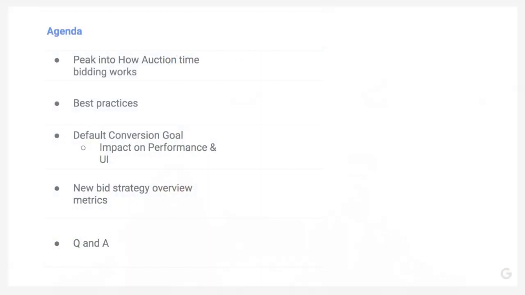Essentially, today we'll go through a couple of topics. We'll peek into how auction time bidding works. We'll cover the best practices in terms of what you should be aware of when you're setting up an auction time bidding strategy. We'll cover a new feature that we've recently launched called Default Conversion Goal and how it impacts performance. And in the last part, we'll go through the new bid strategy overview metrics that have been recently launched across all the accounts within SA360. In the end, thank you for sending in questions before the live stream, and we'll go through those questions as well and try to answer them as much as we can.